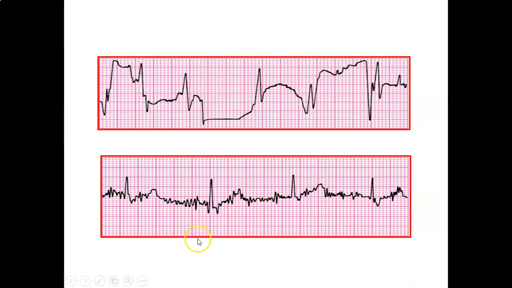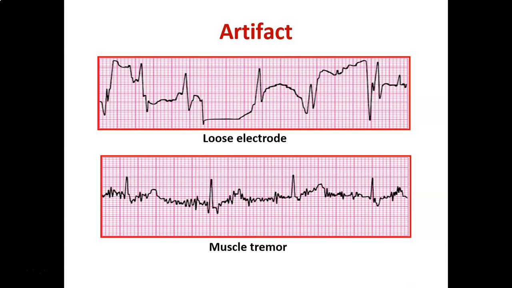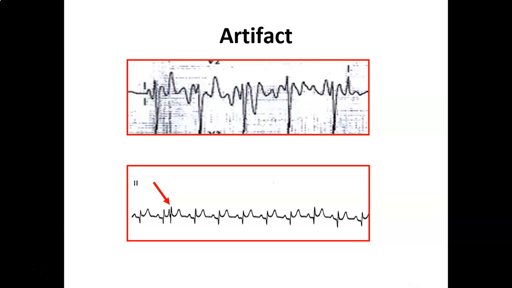Sometimes you will see such type of rhythm strip. Although it's hard to apply these 5 steps of rhythm interpretation because these are very strange types of complexes which are not seen in normal ECGs. So these are artifacts. These are loose electrodes or muscle tremors. So you should be familiar with this one.